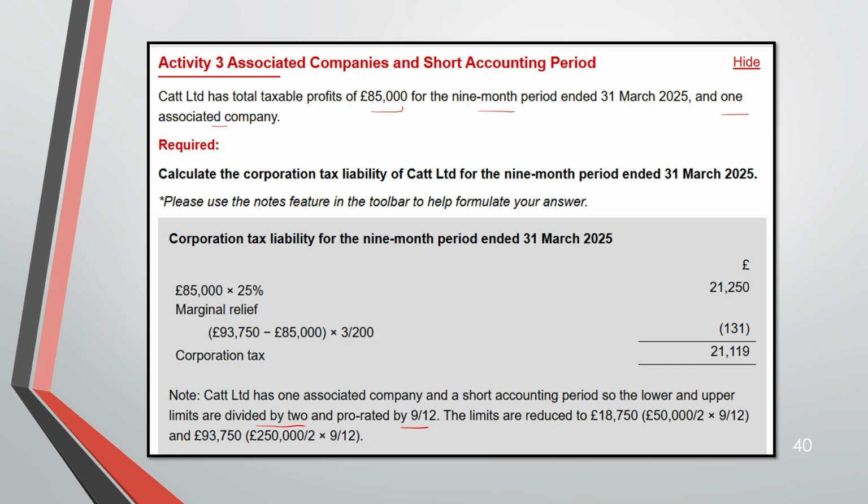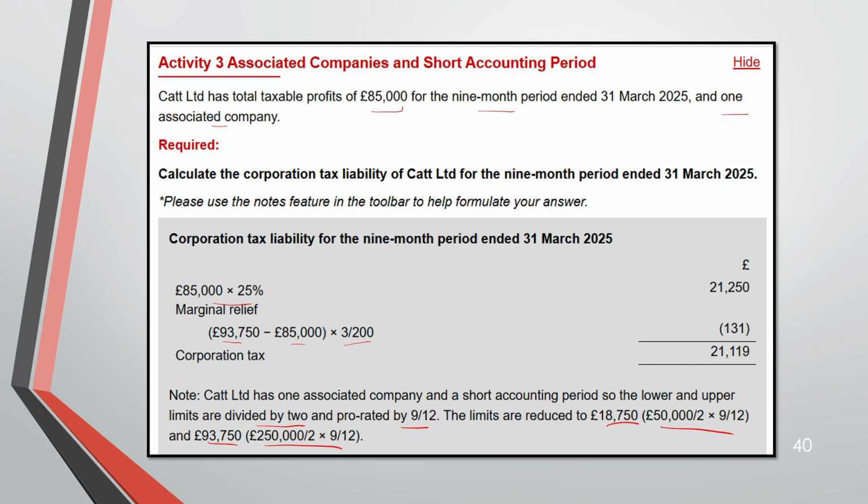Both the upper and the lower limits: this is the upper, this is the lower. So your lower limit is 18,750, upper is 93,750. Your profit is in between, 85. So you are eligible for marginal relief. 85 into 95. This is your upper 93 minus TTP into 3 divided by 200. And hence your corporation tax.